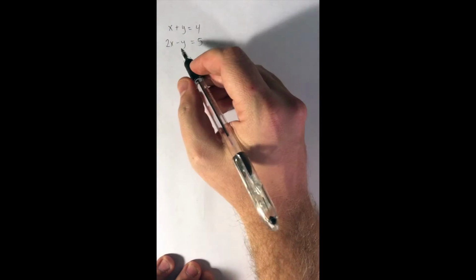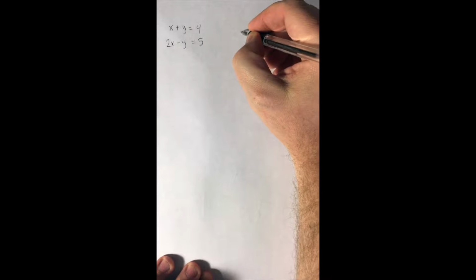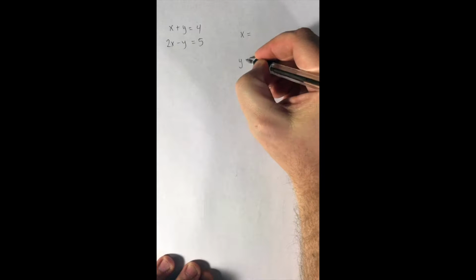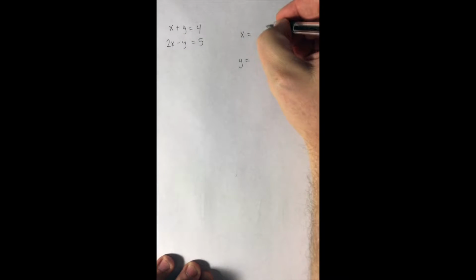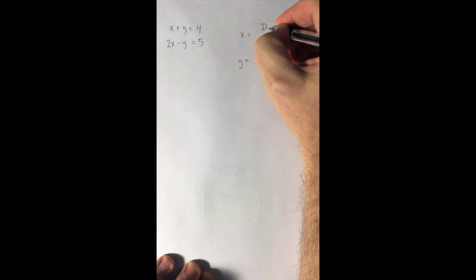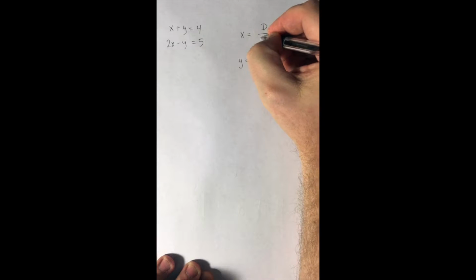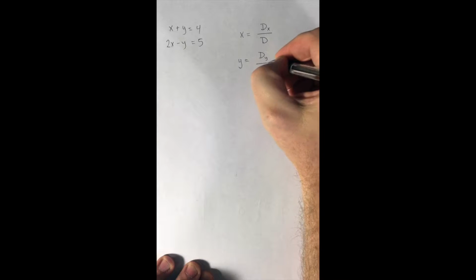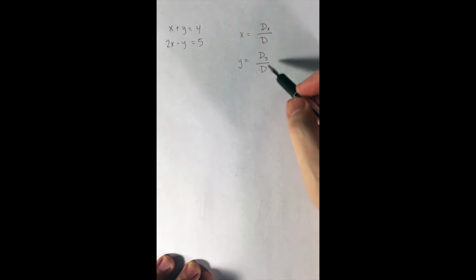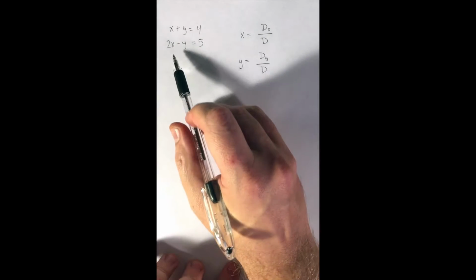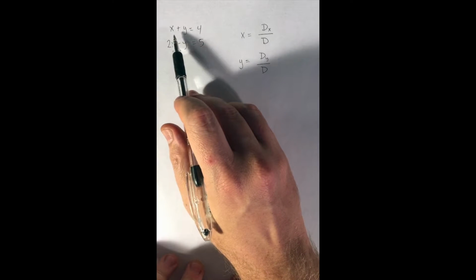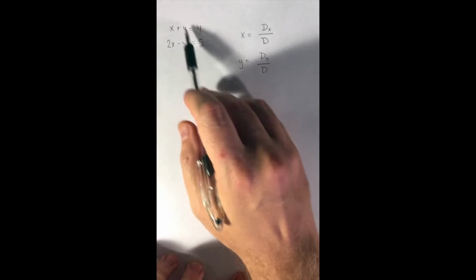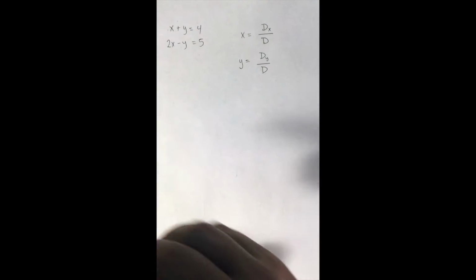It says if you have a system of equations like this, you can find the value of x that's going to solve the system and the value of y that's going to solve the system by finding something called Dx over D, and you can find y by doing Dy over D. Now D on the bottom here is going to be the determinant of our normal 2x2 matrix that comes from the left side of the equations over here. Dx and Dy, I'll talk about what those are in a minute.